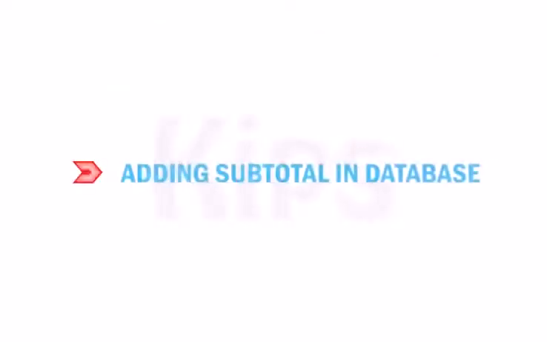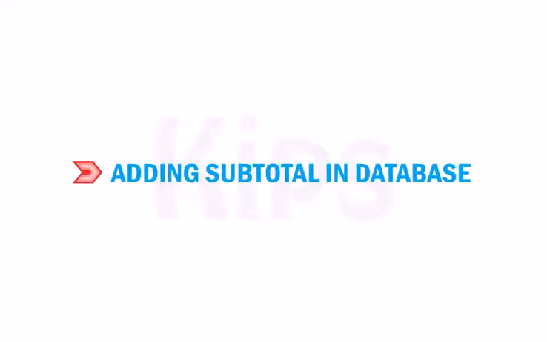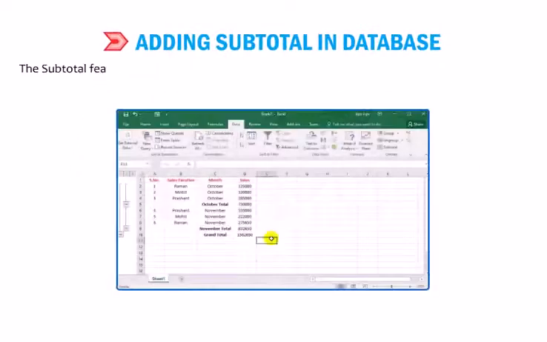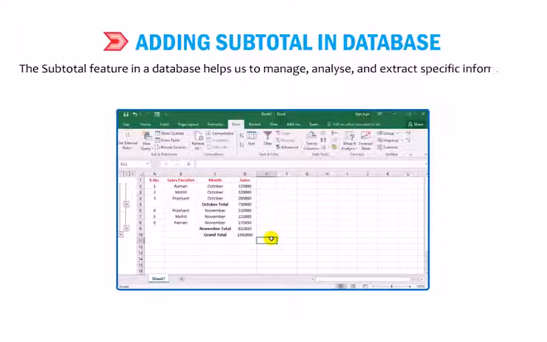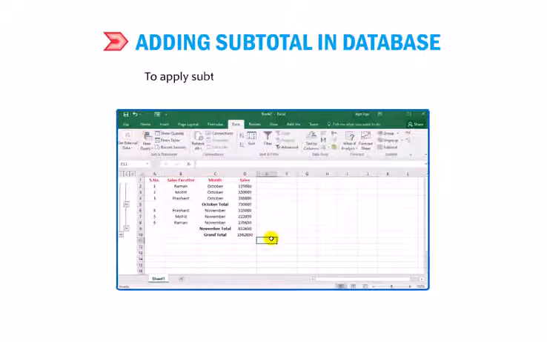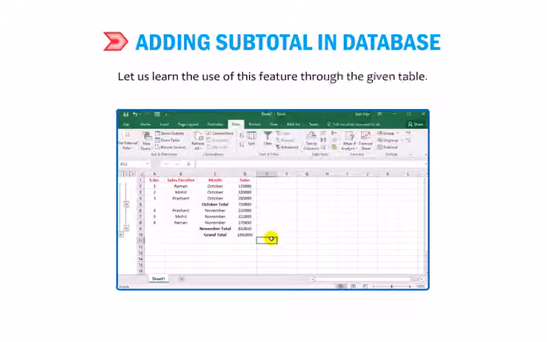Now let me tell you how to add subtotal in database. The subtotal feature in a database helps us to manage, analyze and extract specific information from rows of related data. To apply subtotals, the database must be sorted. Let us learn the use of this feature through the given table.